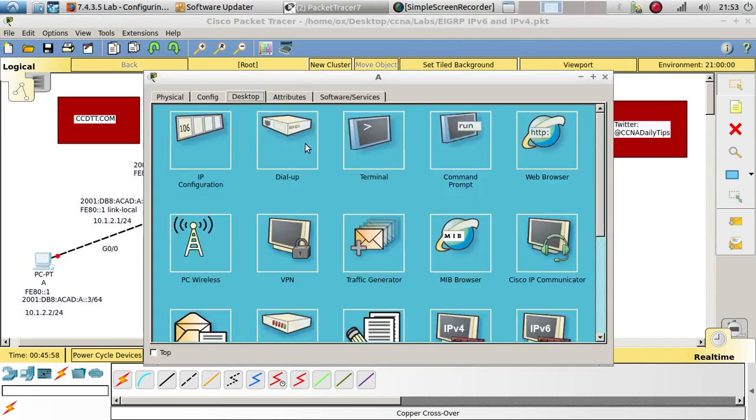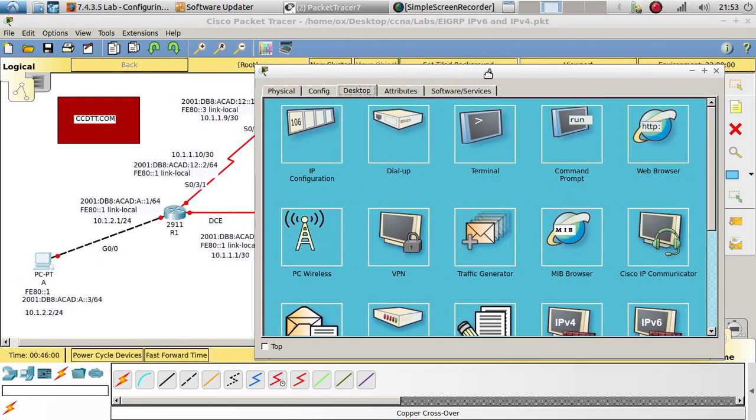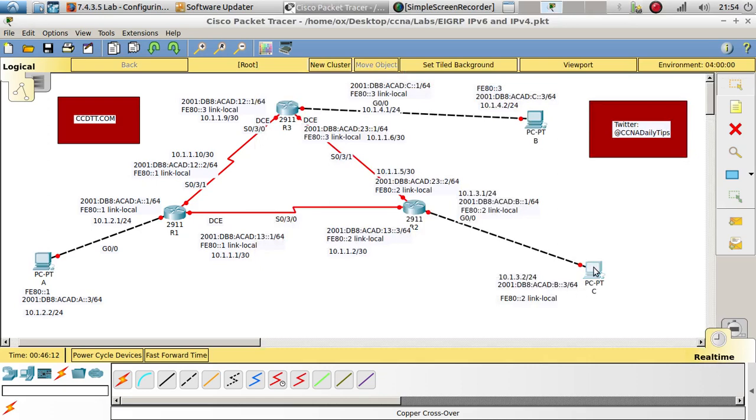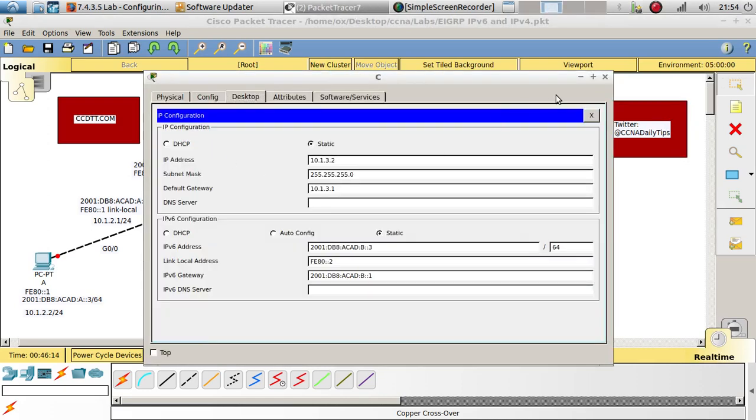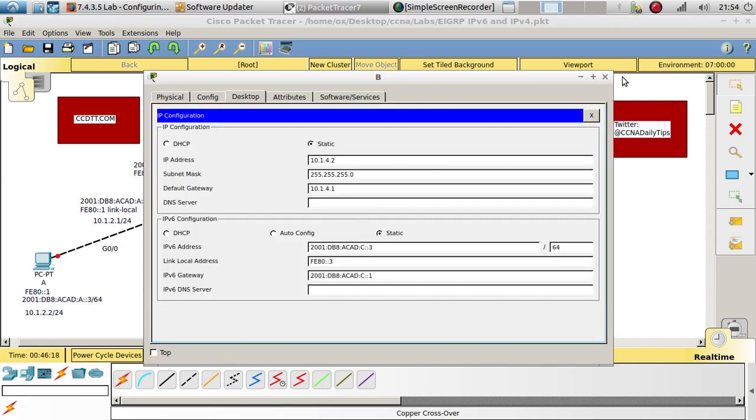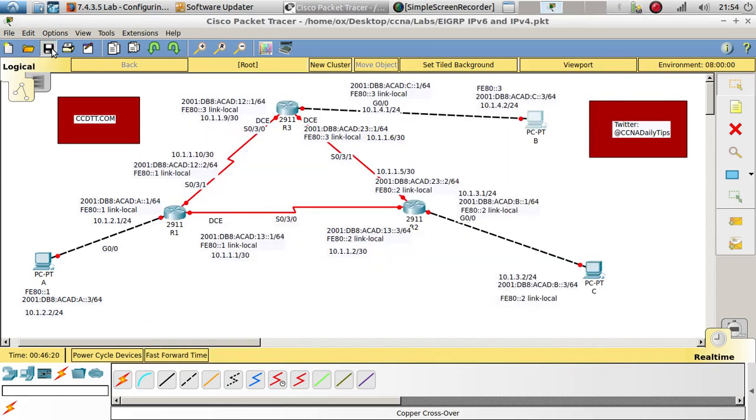And if you go to the other computers when you open this activity, you're going to see that I have configured everything already. I mean, not everything, but the IPv4 and IPv6 for every single computer. Computer C also has it, and computer B is also configured. Okay, so I'm going to save this for you guys.